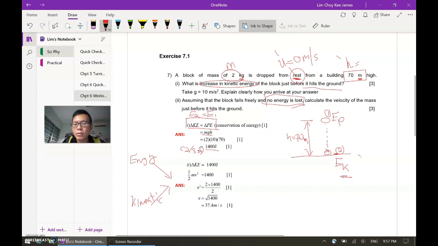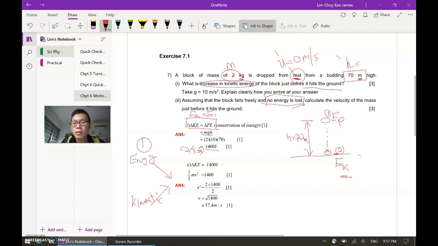Okay, you can use kinematics to solve, no problem. But if you use kinematics, what are you looking at? You're looking at a speed-time graph. So you need to draw the speed-time graph for this particular object. In the meantime, we'll look at the first method since we are at chapter 7, energy.